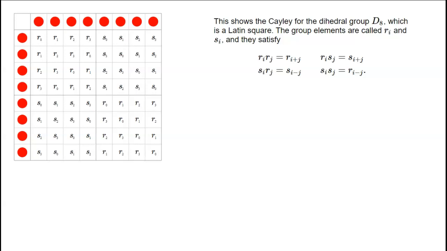This is an example of the fact that the Cayley table of any finite group gives you a Latin square. So here we're looking at the dihedral group D8. Okay, so that's the rotations and reflections of a square.